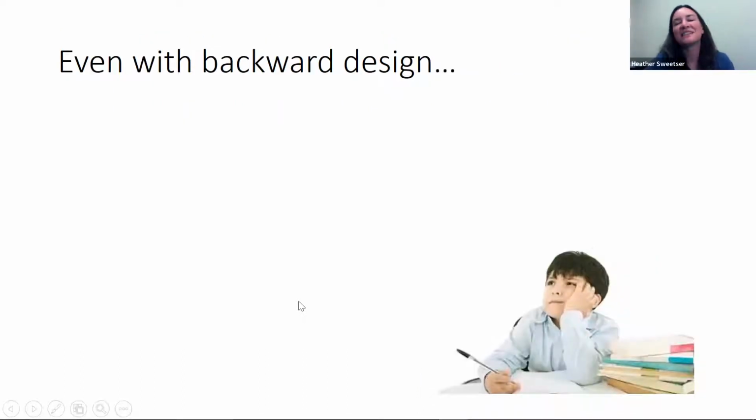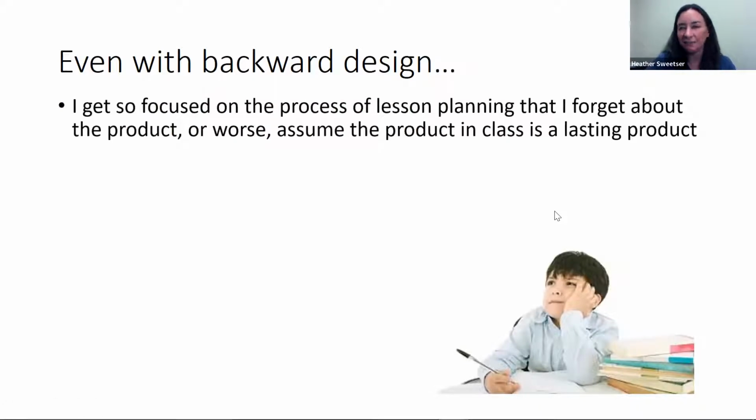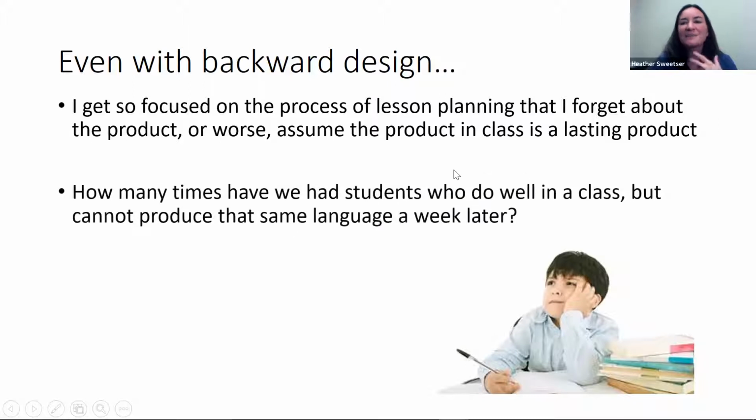But even with backward design and focusing on a can-do statement like this, one of my issues is that I get so focused on the process of lesson planning and designing a curriculum, I forget about the product. Or worse, I assume the product in class is a lasting product. I see a successful classroom and I think, great, I've done a good job. The students have learned something. But I think we've all faced this. We've had students who do so well in a class, they've achieved the objective, but then a week later, they can't do it. Because there are multiple breakdowns that happen sometimes.